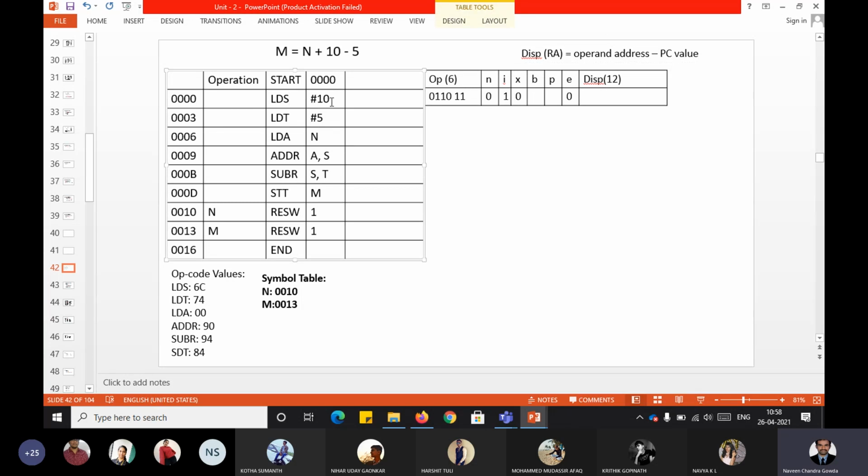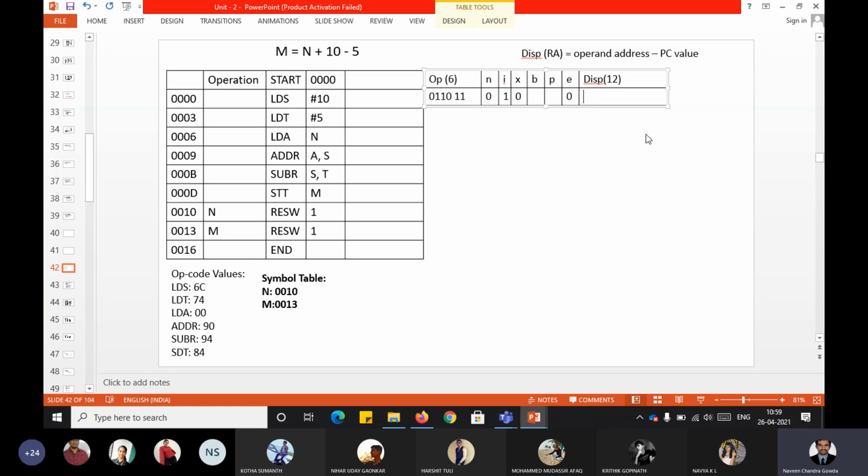Now, my dear students, in this instruction, what is the operand? Can anyone of you let me know what is the operand here in this instruction, LDS #10? Exactly, #10 itself is the operand. So what is the address of #10? There is none, because #10 is not defined anywhere. So the displacement would be 10 itself.